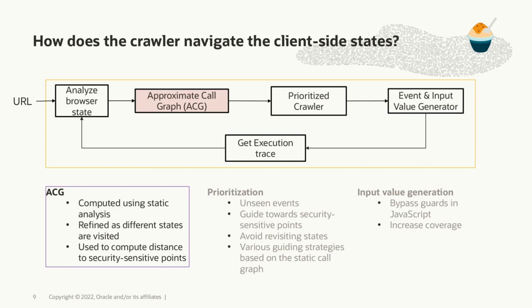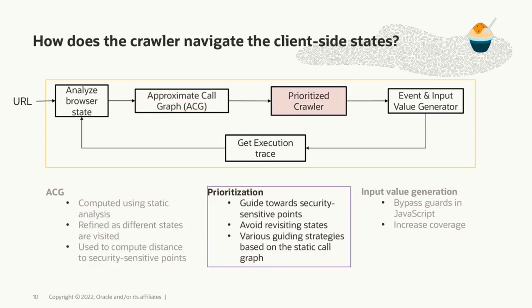Using the call graph, we compute metrics that help us to prioritize the crawler. For example, by computing the distance from an entry point to a security-sensitive point, we choose an event that is closer to a security-sensitive point. We provide various guiding strategies based on the static call graph to do the prioritization. But also, in one of our strategies, we use random event selection to avoid getting stuck in local optimums in the search space.